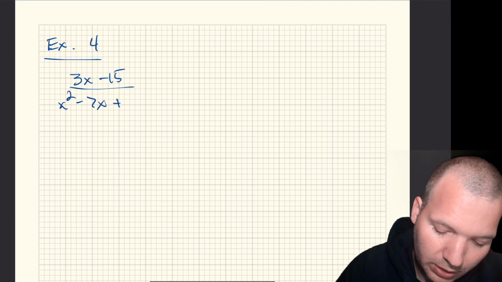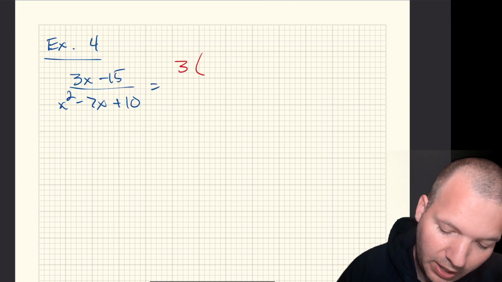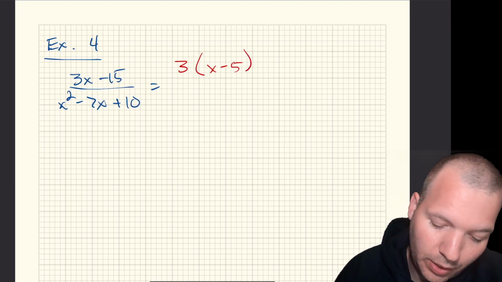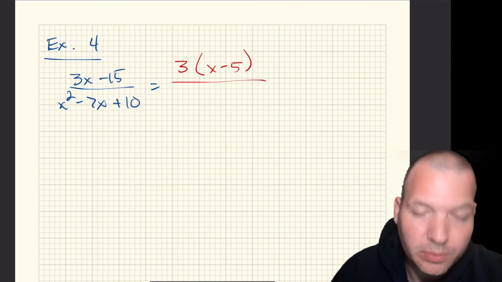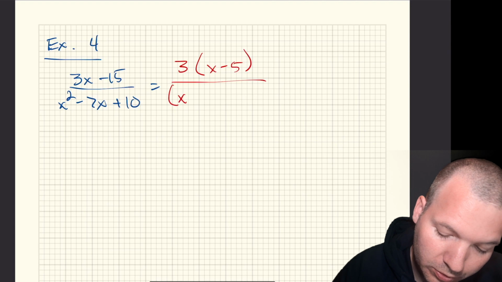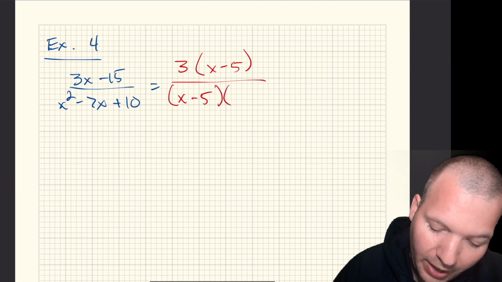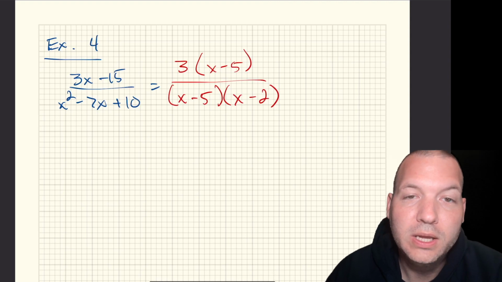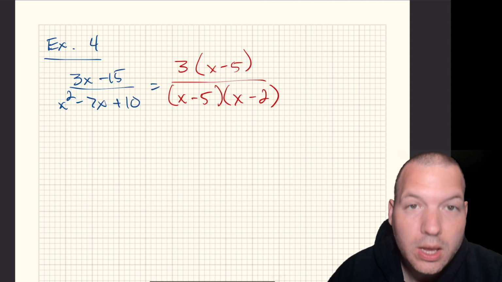So look at something like this one, 3x minus 15. Now we can factor that. It's not super important that we do just yet, but I'll go ahead and do it anyway. I noticed that they have a 3 in common, so I pull the 3 out, and I get x minus 5 as the other factor. For our denominator, hopefully those rusty factoring skills are coming back to you, and you can see pretty easily, oh, that's x minus 5 times x minus 2.